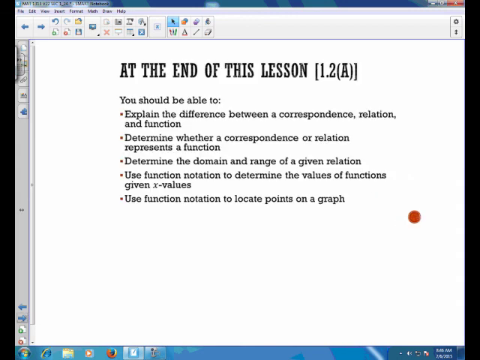Okay. So at the end of this lesson, you should be able to explain the difference between a correspondence, a relation, and a function. Determine whether a correspondence or a relation represents a function. Determine the domain and range of a given relation. Use function notation to determine the values of functions given x values. And use function notation to locate points on a graph.